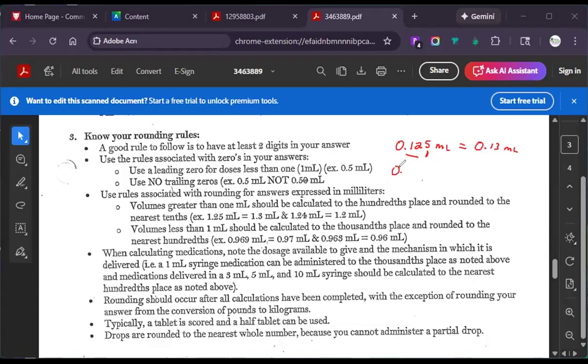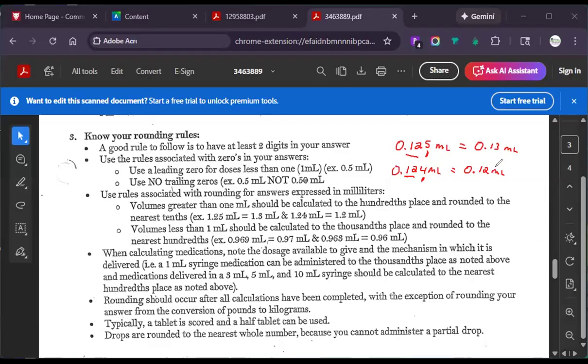If that were 0.124, then we're gonna drop the four. So again, we want these two numbers here for a number less than one. We're gonna drop the four. So we look at the four, it's four or fewer. Then we're gonna put our final answer 0.12 milliliters. Okay.